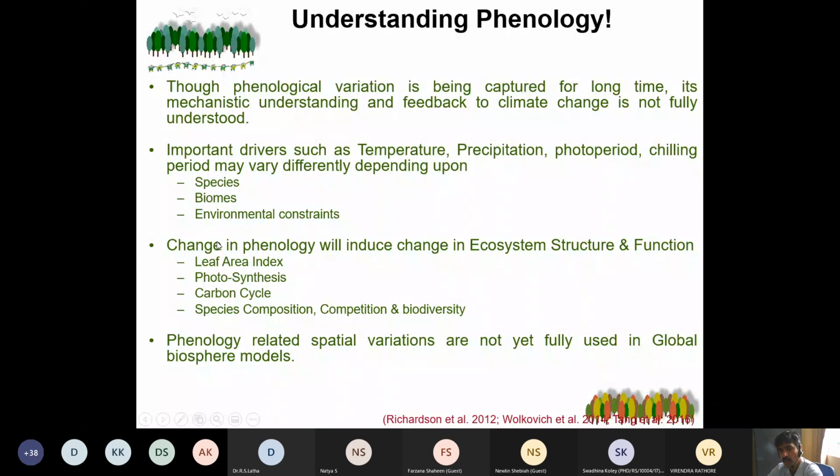Then we have also talked about the ecosystem structure and function. Ecosystem structure and function, what do you mean by that? We are talking about the leaf area index or photosynthetic production, carbon cycle. These are ecosystem processes, the function, okay? And then if there is a change in phenology, this function will also get altered. So it will have another feedback to the climate.